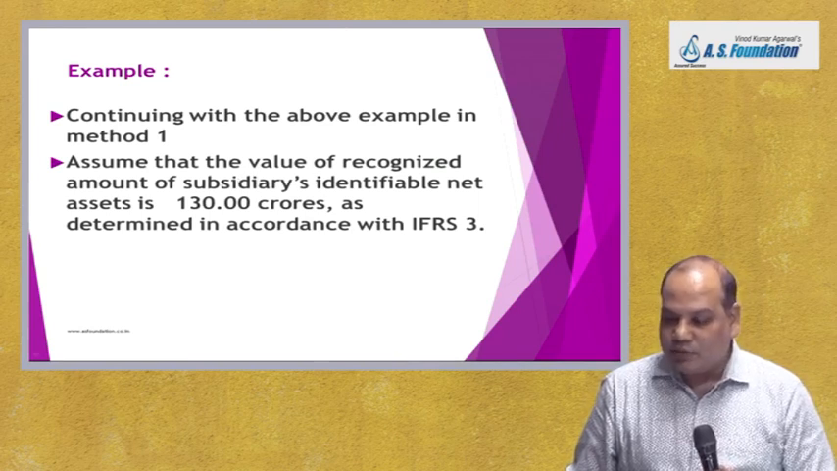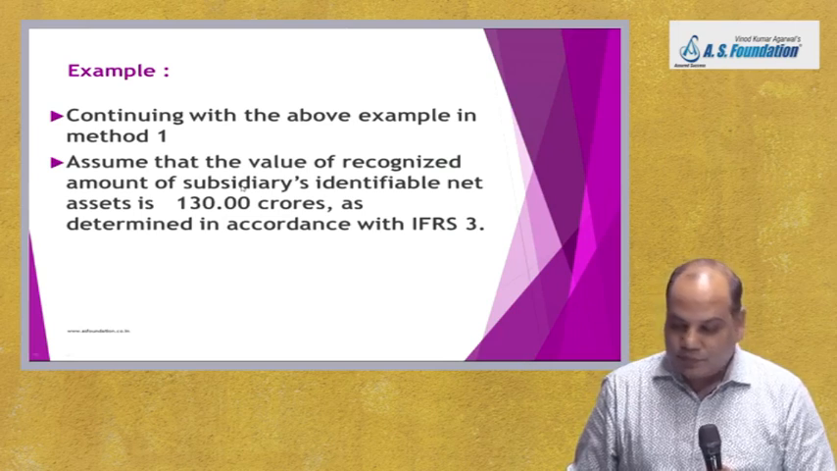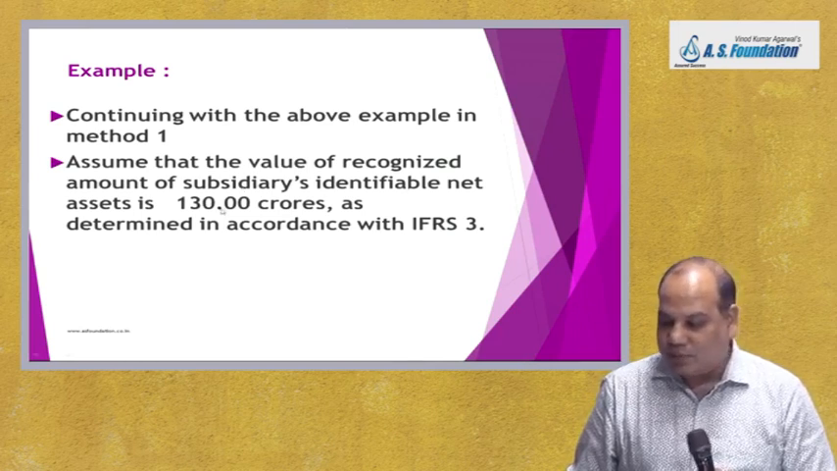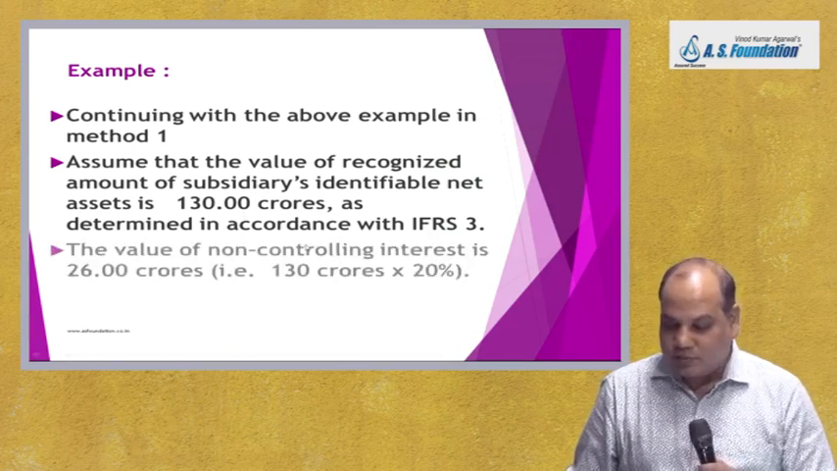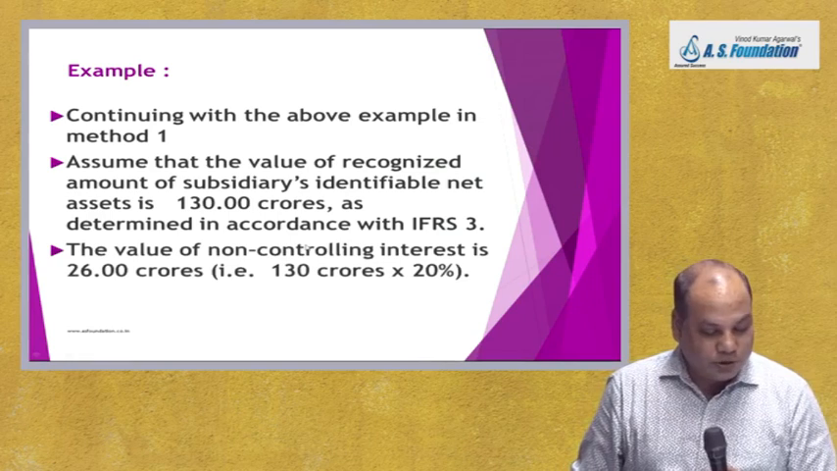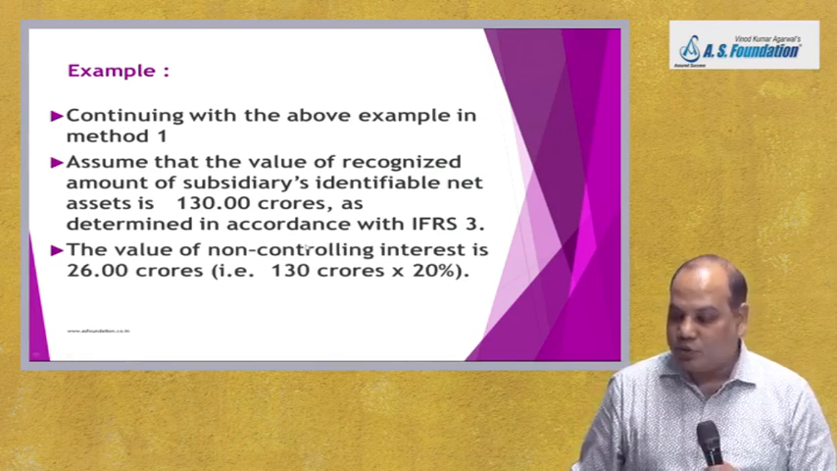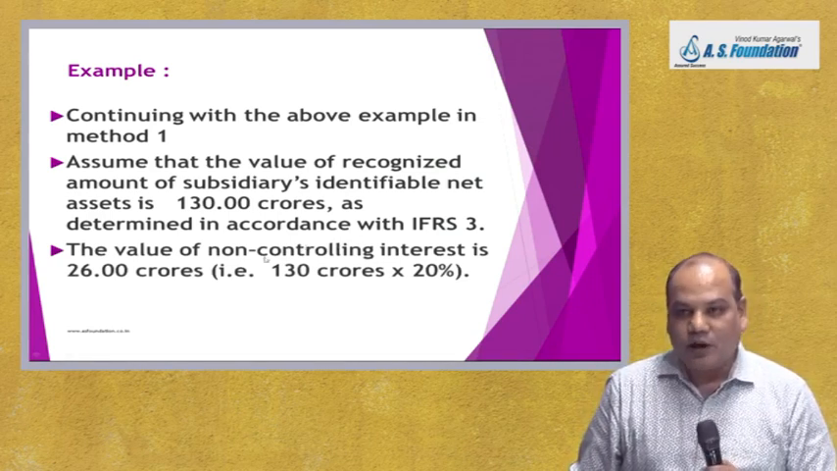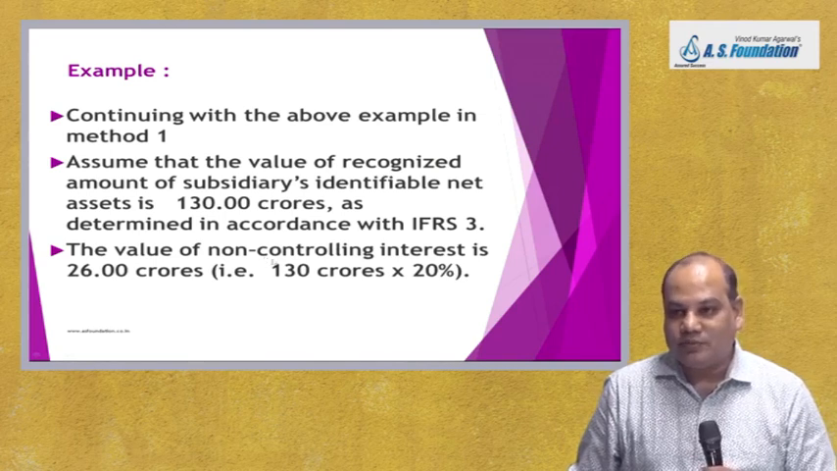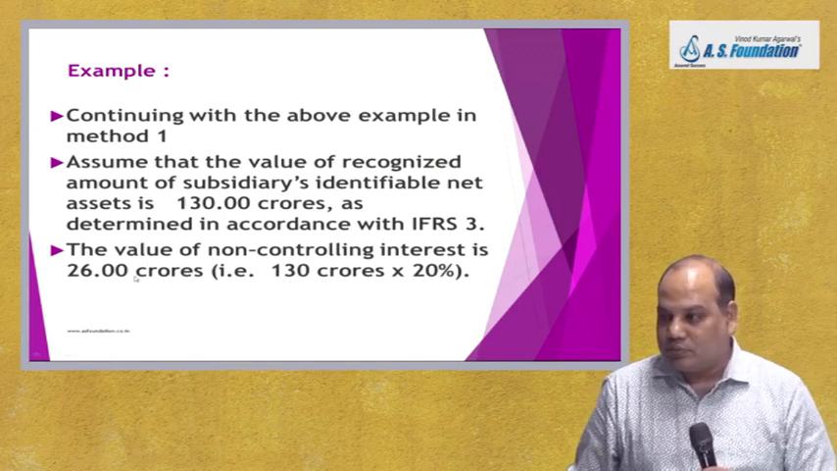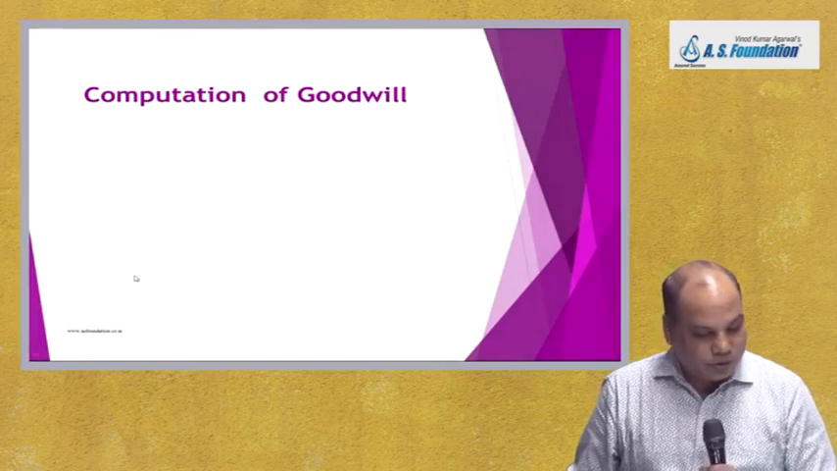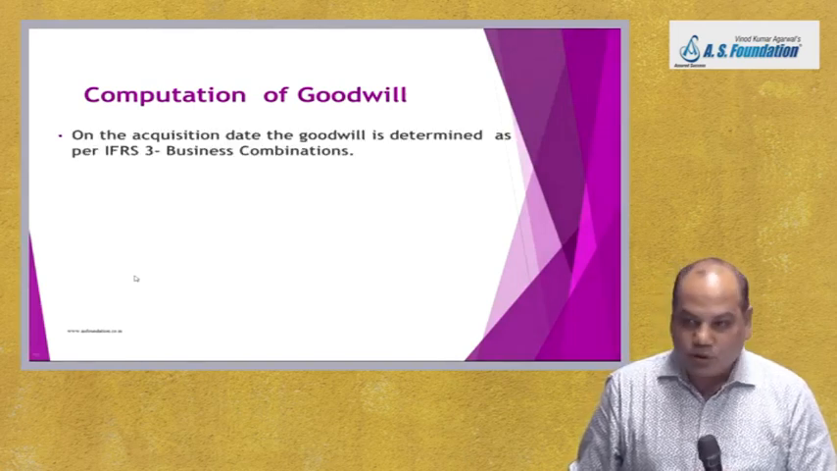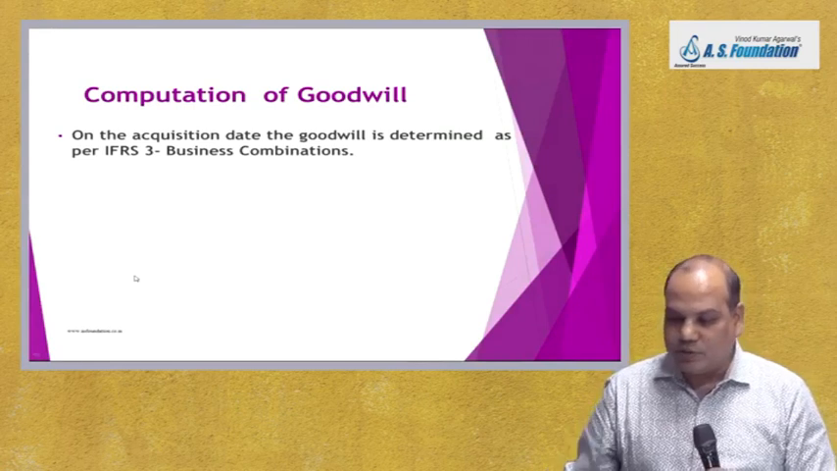Now suppose I continue with the previous example. Assume that the value of the recognized amount of subsidiary's identifiable net asset is 130 crore as per IFRS 3. Now compute the value of the NCI. So if I have to use net asset method, the value of the NCI will be 130 into 20%. Is it 26 crore? Yes. So that was about how to compute NCI, but this was oversimplified.